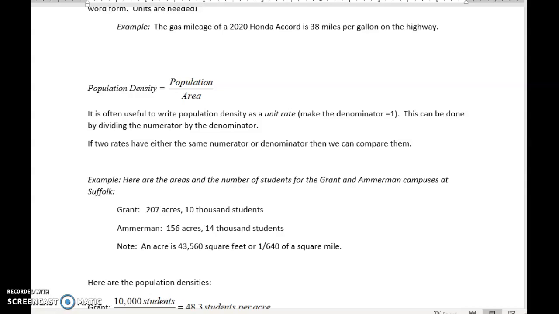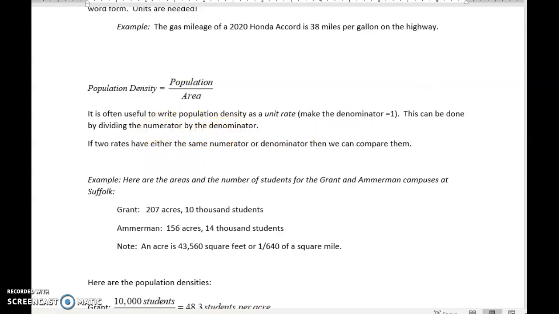It's often useful to write population density as a unit rate. A unit rate just means that the denominator is 1. Like in this gas mileage example, 38 miles per gallon, that really means for 1 gallon. So if your rate is not a unit rate, you could always write it as a unit rate by dividing. And when you divide, you're dividing the numerator, the top number, by the bottom number.